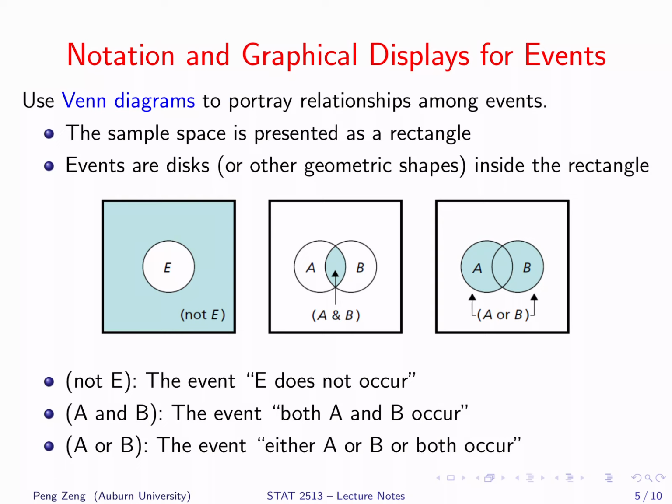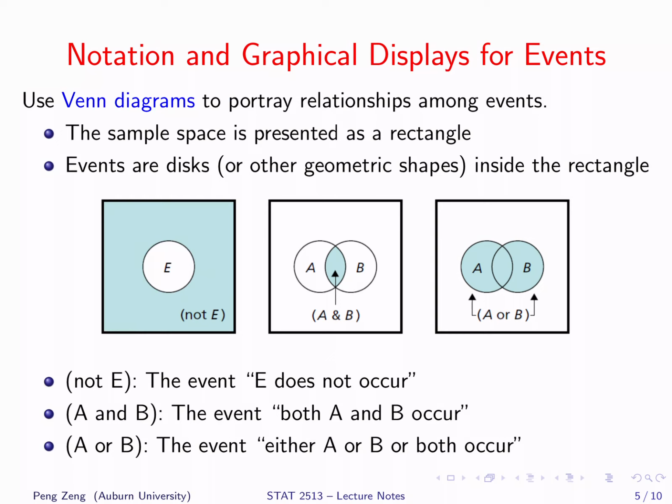The second event is A and B, which is the event containing all outcomes in both A and B. In this middle diagram, the green area shows A and B, which is the common area of circle A and circle B. We can see that A and B is a subset of event A. It is also a subset of event B.